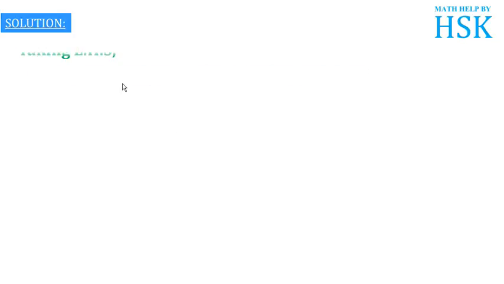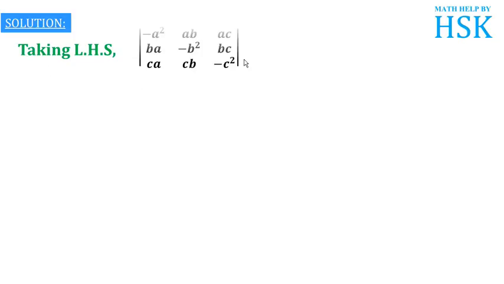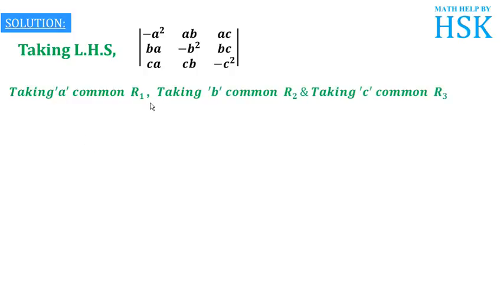So to solve this question, first of all, taking the left hand side, I've been given the determinant a square, ab, ac; ba, minus b square, bc; ca, cb, minus c square. The thing you see here on analyzing the terms is that we can easily take a common from the first row, b common from the second row, and c common from the third row, right? So taking a common from R1, b common from R2, and c common from R3, I'm going to get this as abc.